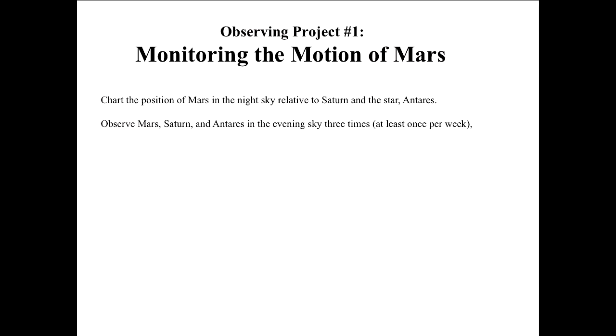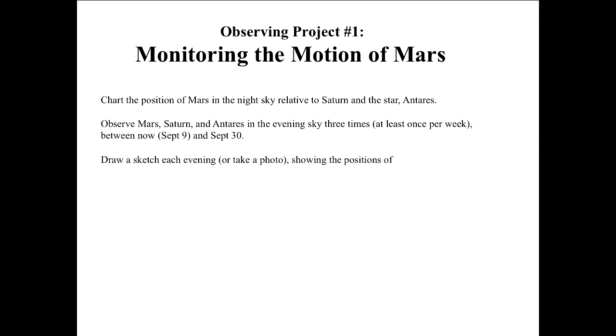So you're supposed to observe Mars and, of course, Saturn and Antares in the night sky. You should do this at least 3 times over the course of the next 3 weeks. Maybe once per week. If you want to have more fun, observe Mars twice a week or whenever it's clear. So over the course of 3 weeks, once per week or so, observe Mars and make a chart during the next 3 weeks of where Mars is.